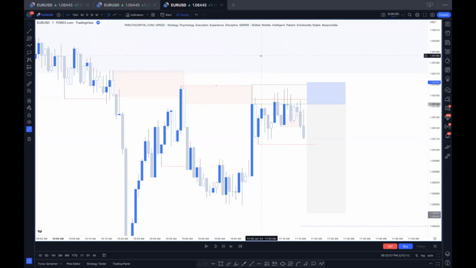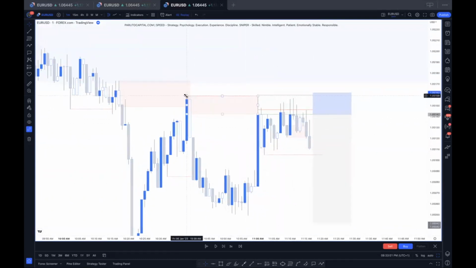So I wanted price to come in there before I take the trade. And the reason for that is this. You see these two candles here. This candle, price came in here, pulled back, came in here again, and then pulled back.